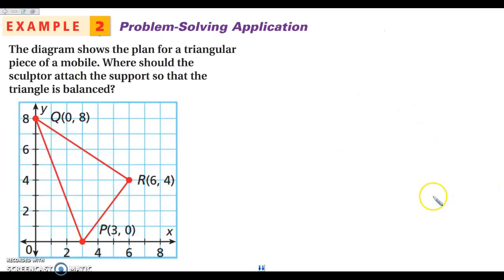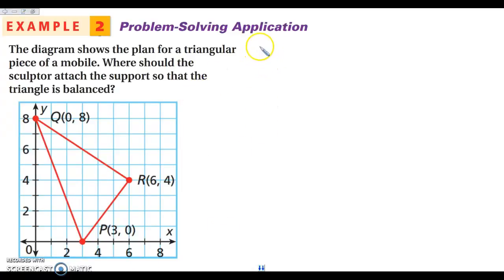All right, next thing that we're looking for here is basically where the centroid is. We're drawing a diagram for a piece of a mobile. The mobiles are the things that like half the time hang above the little baby cribs. So we want that triangle to be balanced. Remember that your center of gravity is the centroid. So we want to find the medians, which means that we're looking for the midpoint of each side. So we're going to be doing some midpoint formulas.